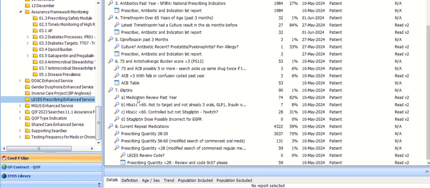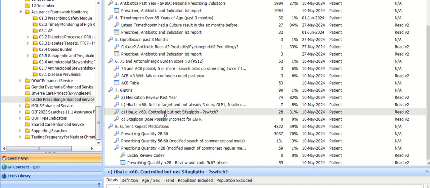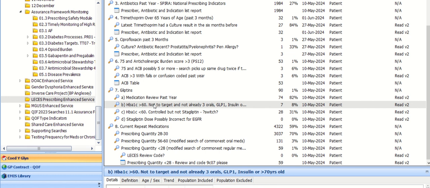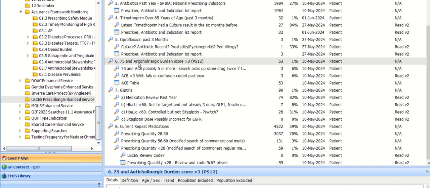I have put searches in for gliptins. The gliptin search looks for those people who are well controlled on a gliptin already, but they're not on sitagliptin. Do we switch them? Those who aren't well controlled, perhaps we should review, take away the gliptin and reconsider. Another search is just looking to see, are they on the appropriate dose for their eGFR? I would encourage people to consider the anticholinergic burden one, simply because you're potentially going to need to consider it for prescribing safety and the assurance framework anyway.